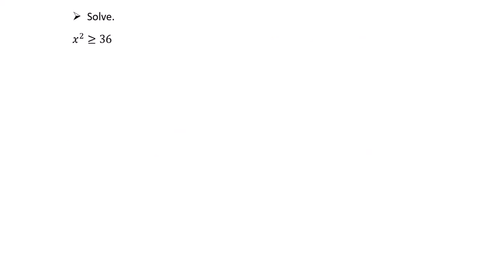Here, I want to solve x squared greater than, equal to 36. You might be tempted to take the square root of both sides here, but you cannot do that with inequalities. They don't work quite the same as equations. So we have to do this the same way as we did the last one. Get a 0 on one side and then factor. x plus 6, x minus 6, greater than, equal to 0.